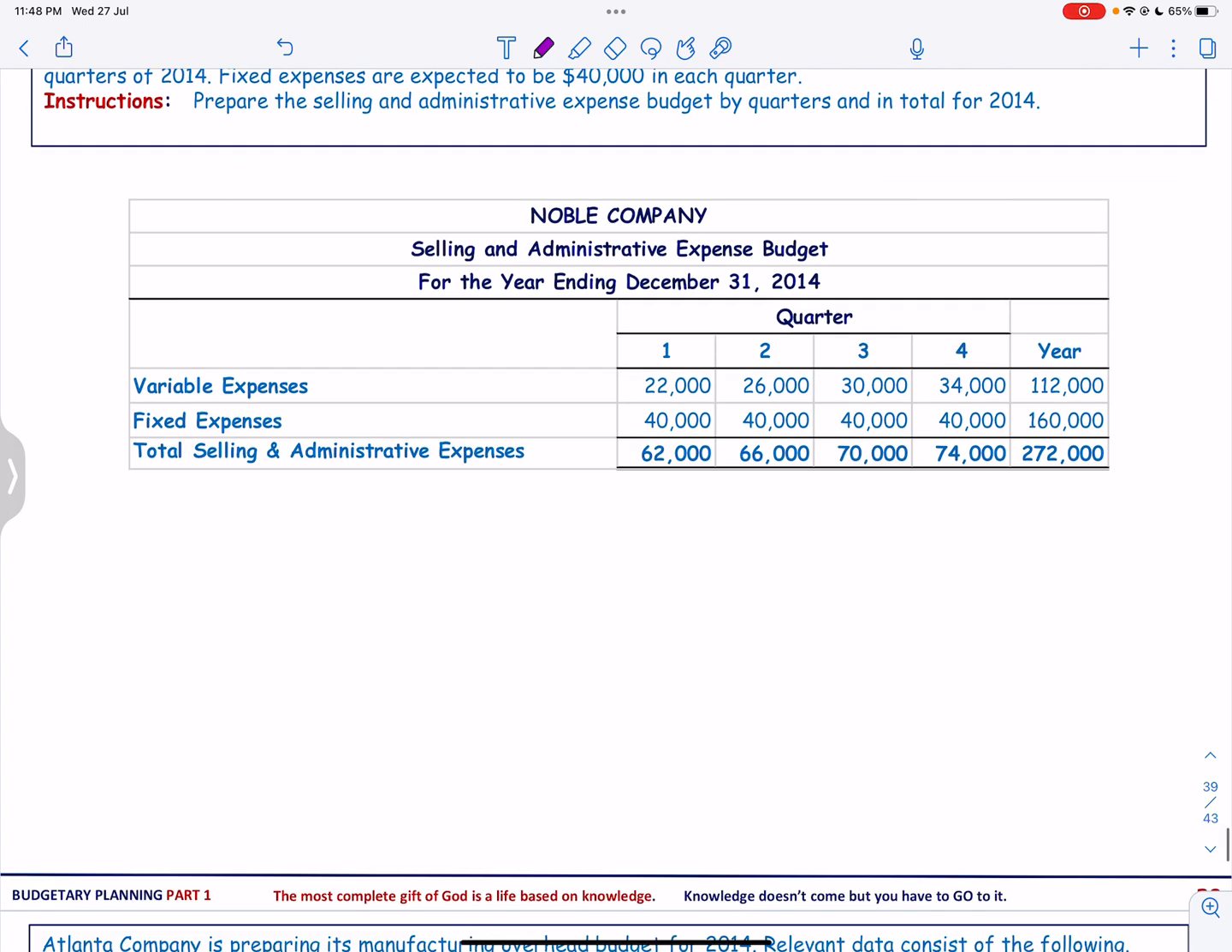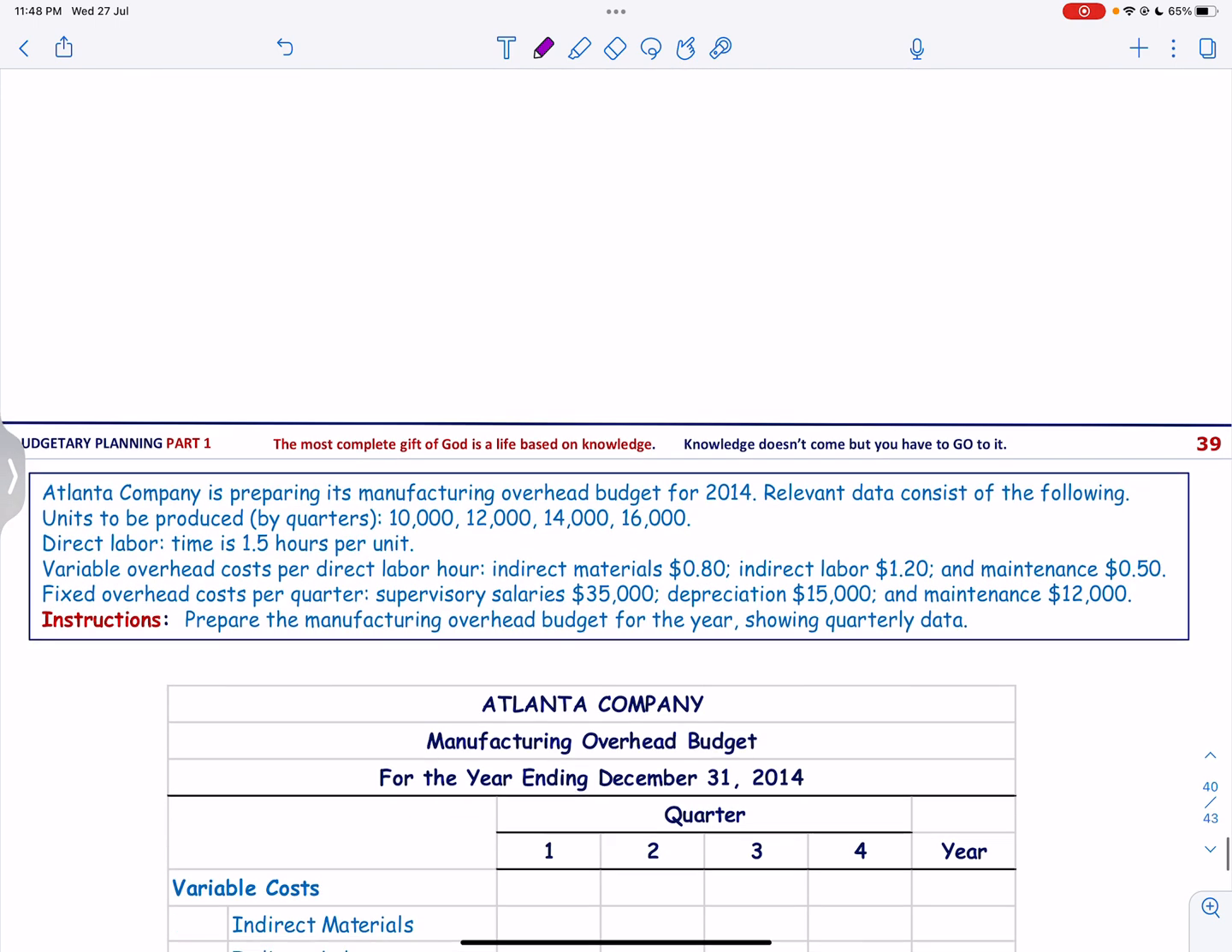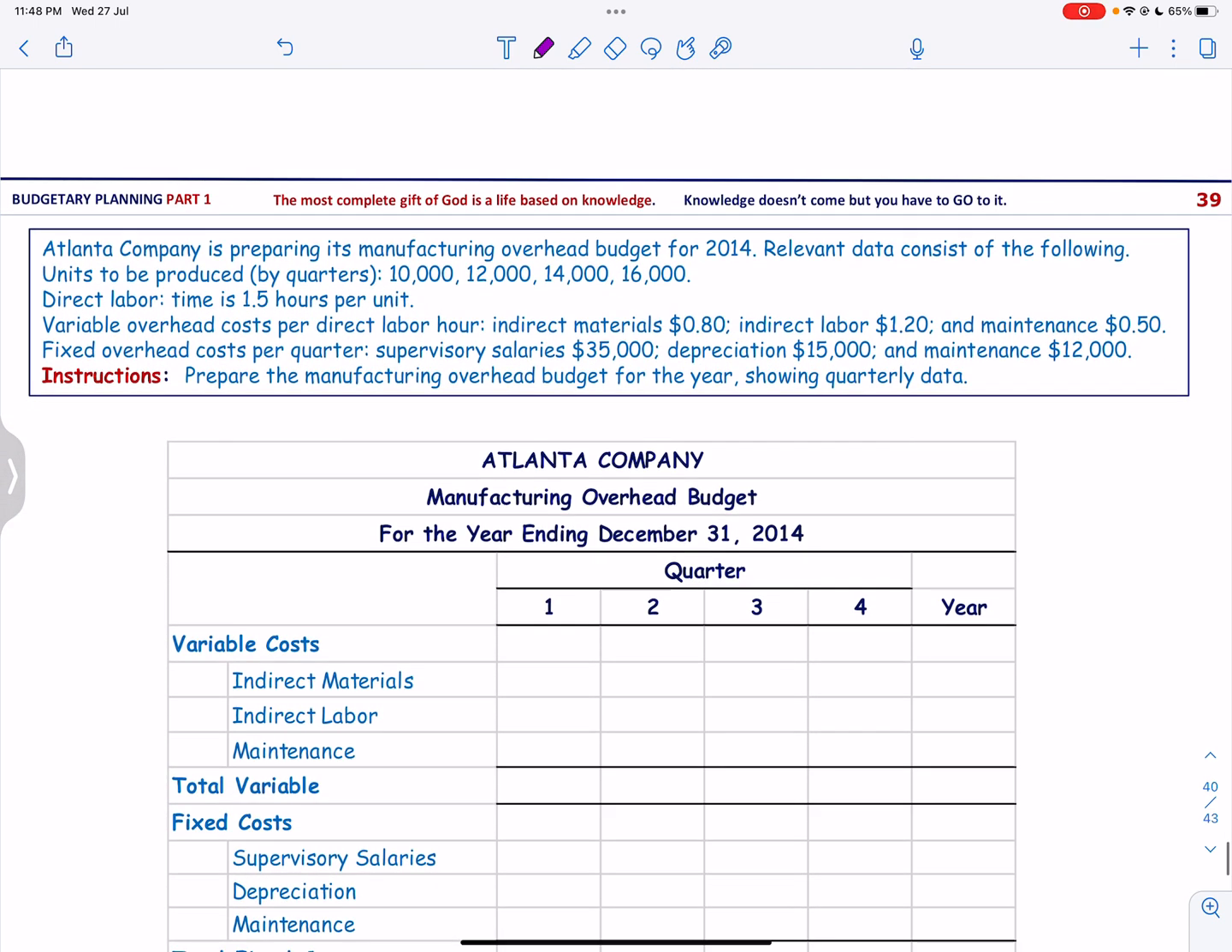Next, let us look into one more illustration. Atlanta Company is preparing its manufacturing overhead budget for the year 2014. Relevant data consist of the following: units to be produced: 10,000, 12,000, 14,000, and 16,000. Direct labor hour is 1.5 hours per unit. Variable overhead cost per direct labor hour: indirect material is 0.8, indirect labor 1.2, and maintenance is 0.5.